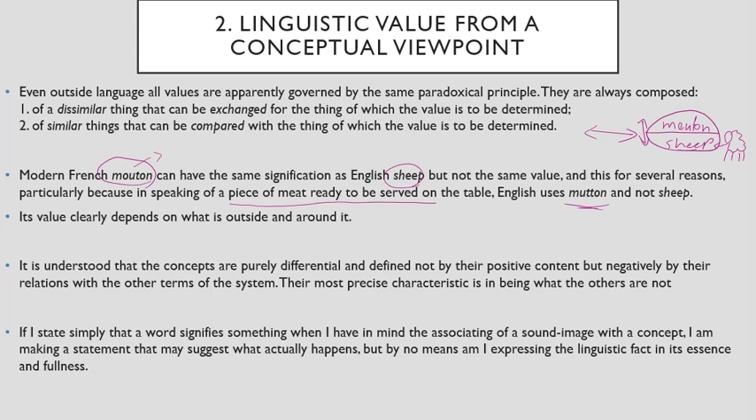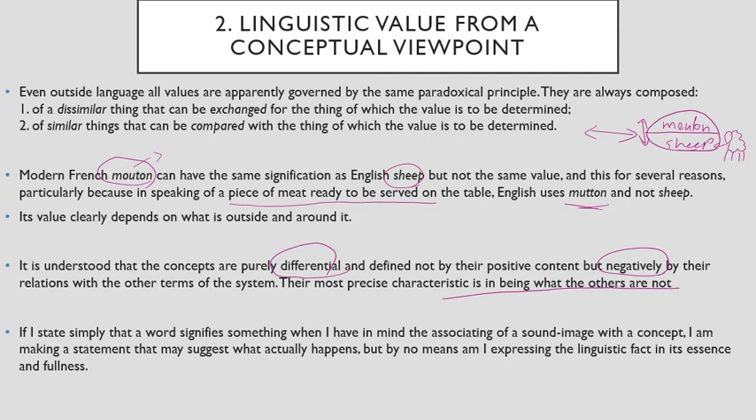And again, Saussure repeats that concepts are differential and they're not defined by their positive content, but negatively by their differences and by their relations. Their most precise characteristic is being what the others are not. So cat is cat exactly because it is not bat, and that's how our mind works according to Saussure.